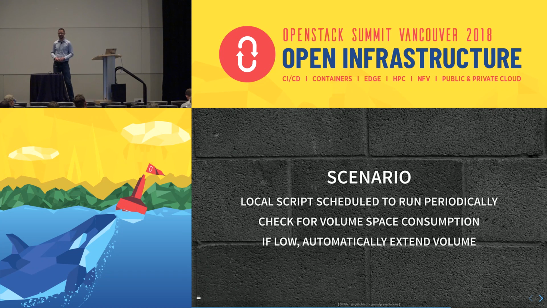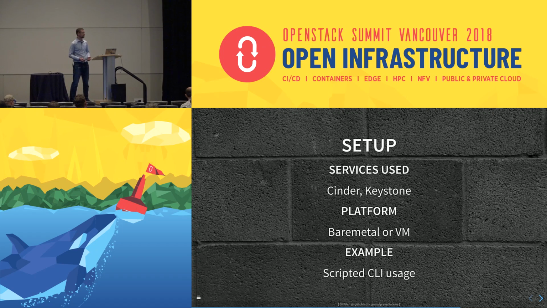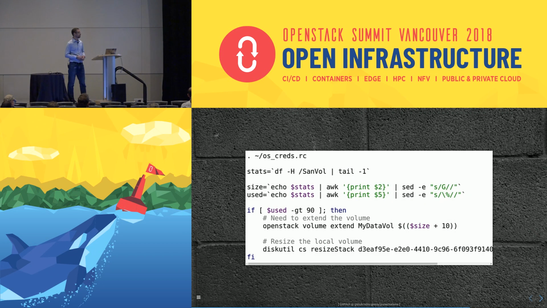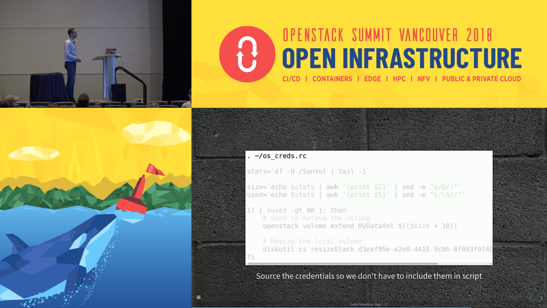So if you have something generating a lot of log files, you need it to run. In this scenario I'm going to show, you're using Cinder, you're running somewhere, bare metal, VM, doesn't really matter in this case. You just have a volume that's being used, and you need to make sure that it doesn't run out of space. This is going to show how you can script the CLI with the OpenStack client to do some of these things. So I'm going to set up a script that gets called by a cron job to run every 15 minutes to do some things.